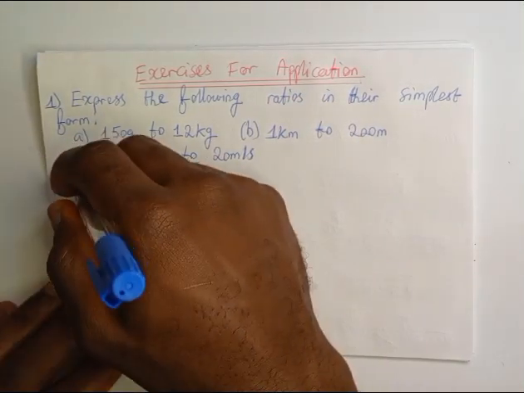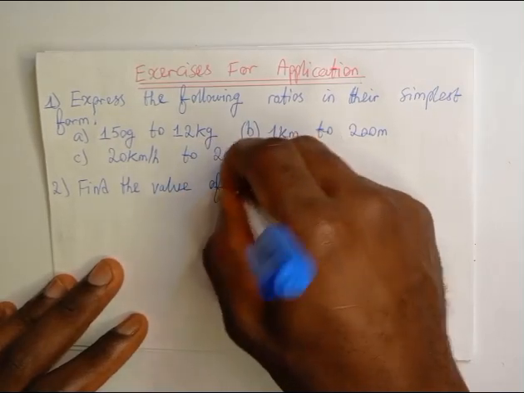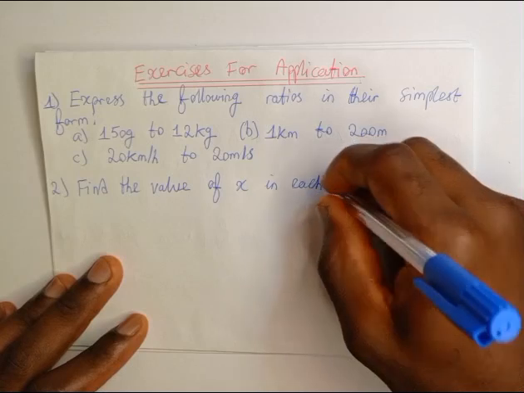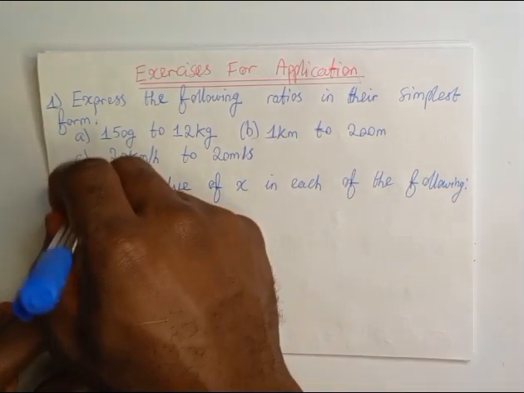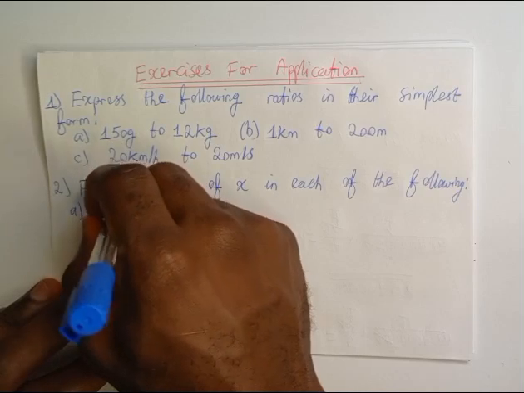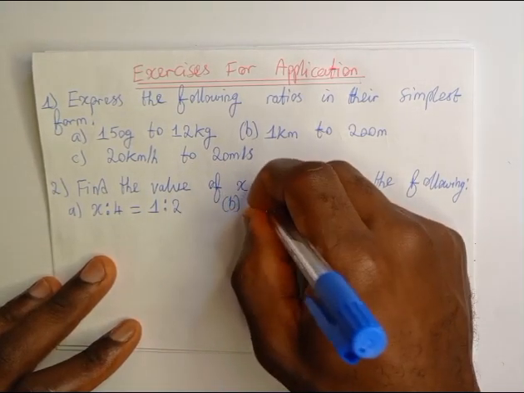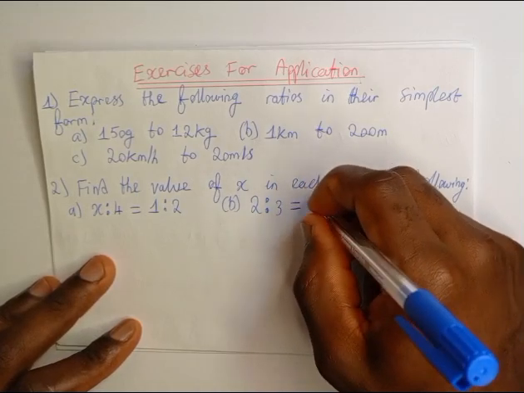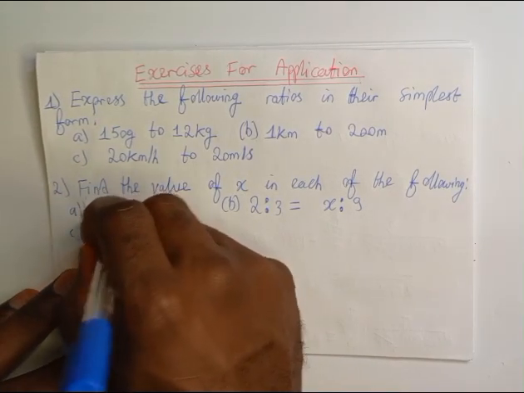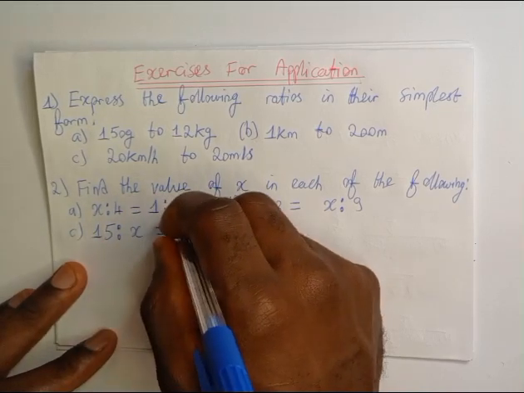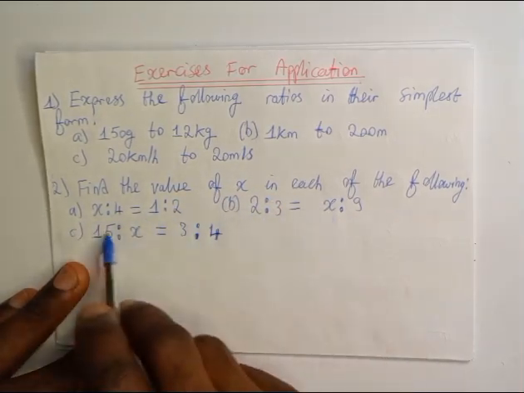We go to question 2. It goes, find the value of x in each of the following. The first one, A, we have x is to 4 is equal to 1 is to 2. For B, we have 2 is to 3 is equal to x is to 9. For C, we have 15 is to x is equal to 3 is to 4. That means the two ratios, they are equivalent ratios.